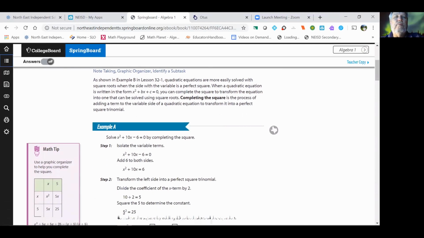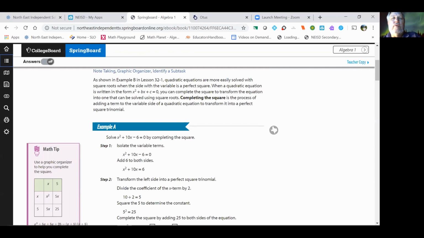As shown in example B in lesson 32-1, quadratic equations are more easily solved with square roots when the side with the variable is a perfect square. When a quadratic equation is written in the form x squared plus bx plus c equals 0, you can complete the square to transform the equation into one that can be solved using square roots. Completing the square is the process of adding a term to the variable side of the quadratic equation to transform it into a perfect square trinomial.